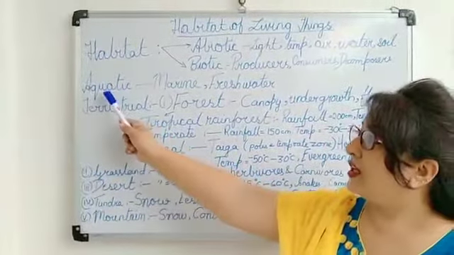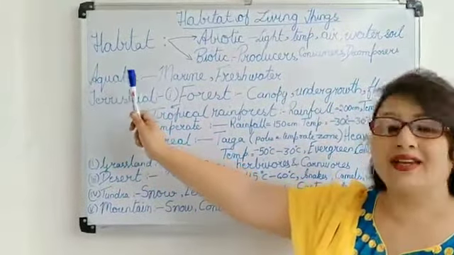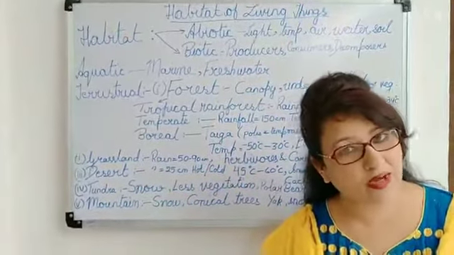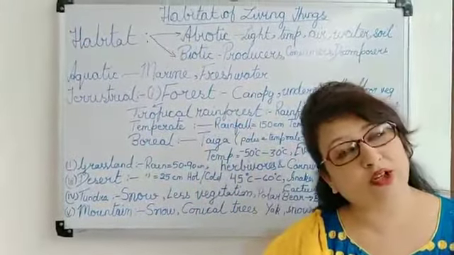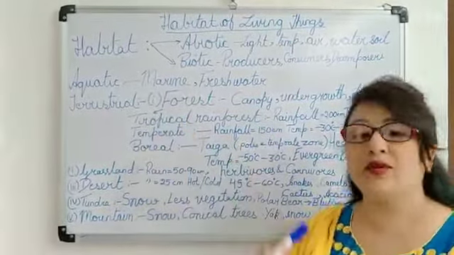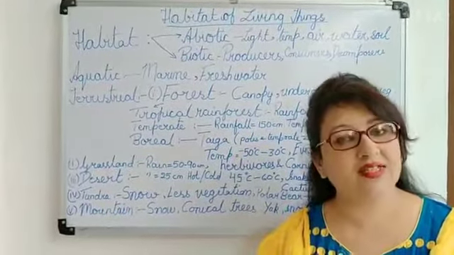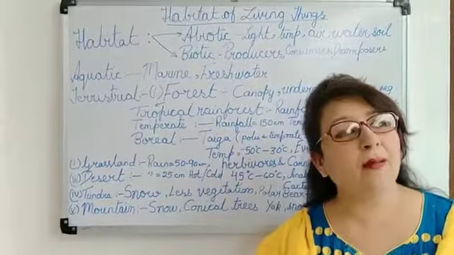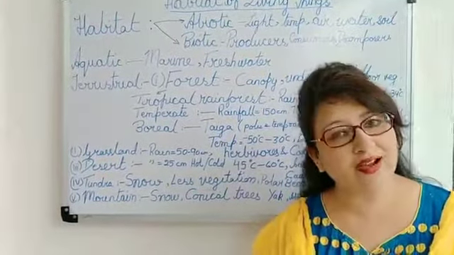Then we have the aquatic habitat and the terrestrial habitat. Aquatic habitat includes the marine or the saline salty seawater, including sea, ocean, etc., and the freshwater, which includes the river, pond, lake, etc. Animals which live in the marine water are the shark, the sea fish, the sea horse, etc. Animals that live in the freshwater are many types of fishes, dolphin, etc. They live in the freshwater.